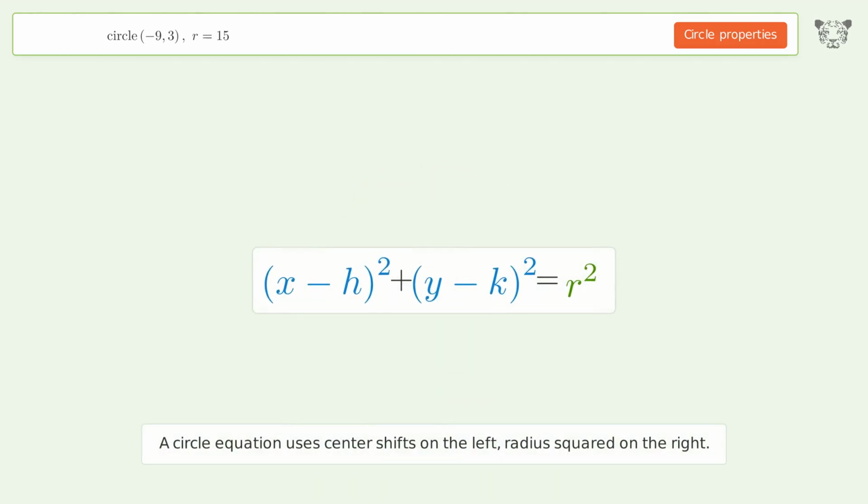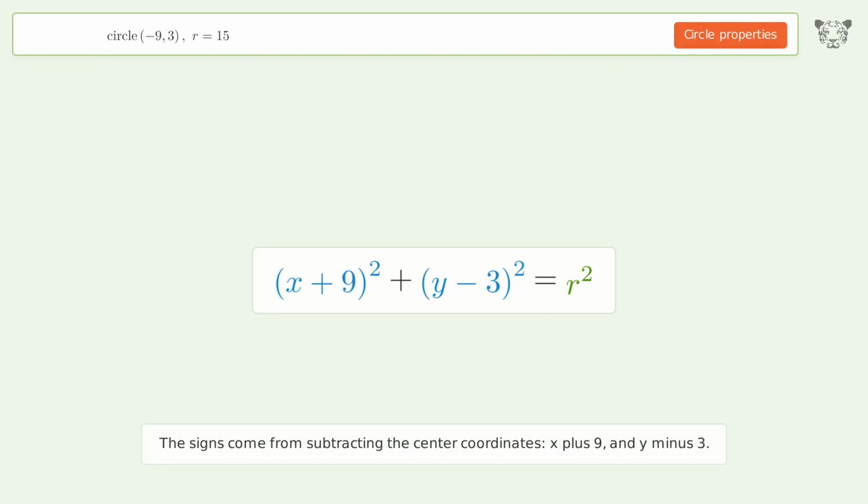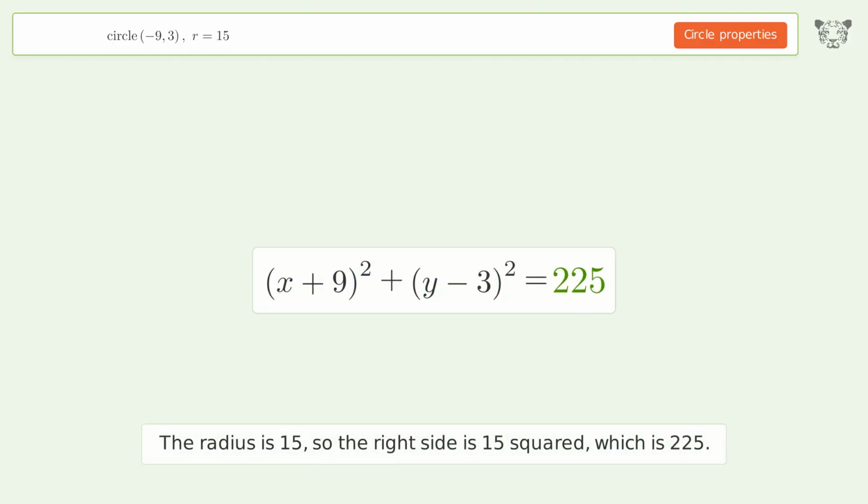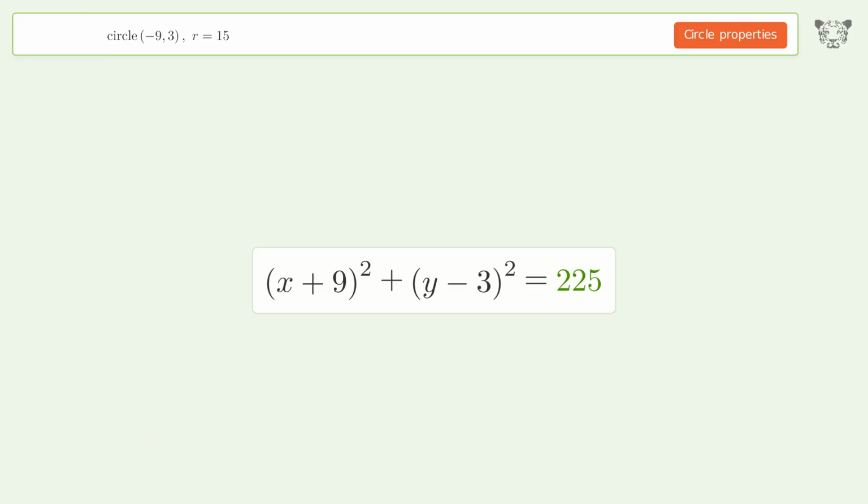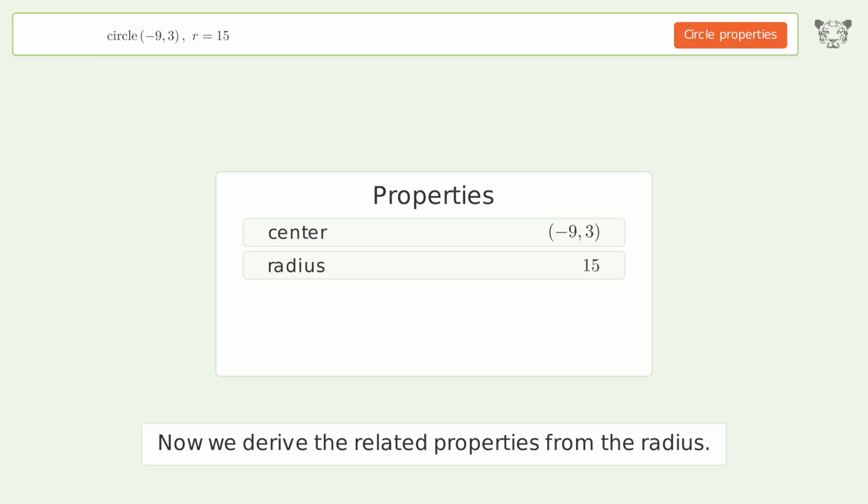A circle equation uses center shifts on the left, radius squared on the right. The signs come from subtracting the center coordinates, x plus 9, and y minus 3. The radius is 15, so the right side is 15 squared, which is 225. Now we derive the related properties from the radius.